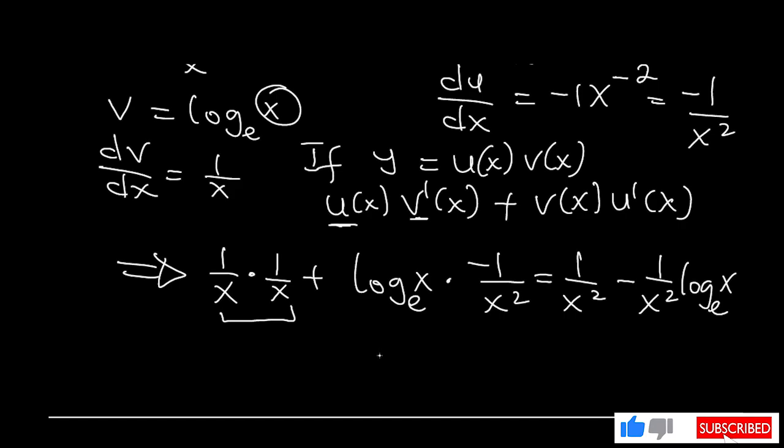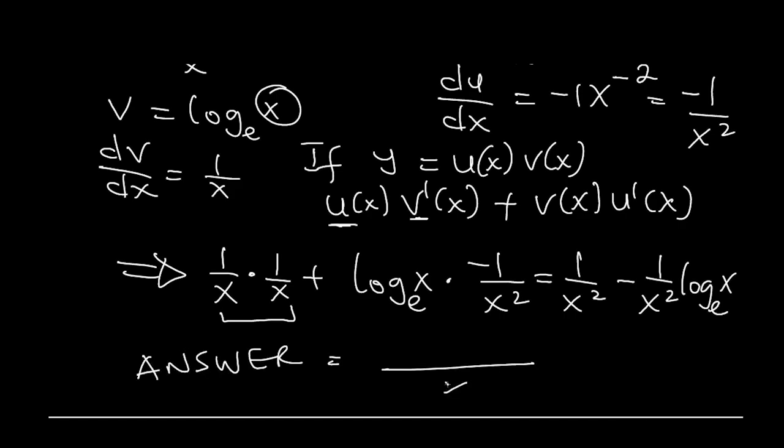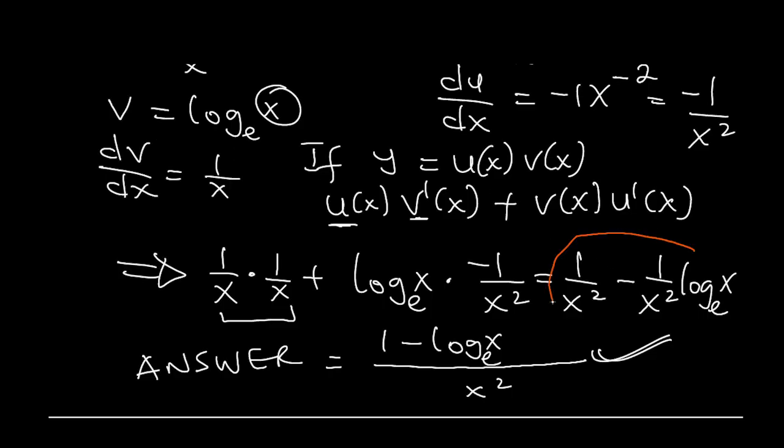Then the next thing to do, final answer: x squared is common, take it out, so we have 1 minus natural logarithm of x. So the final answer will be equal to 1 minus the natural logarithm of x, all over x squared. And that's the answer for that question. At the same time, you can stop here if you want to, and if you like, you can proceed to this place. Okay, so that's on that question.